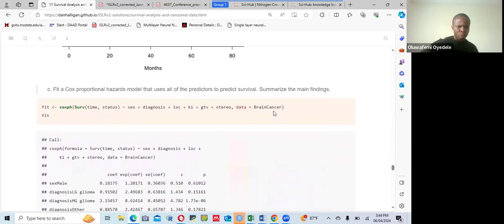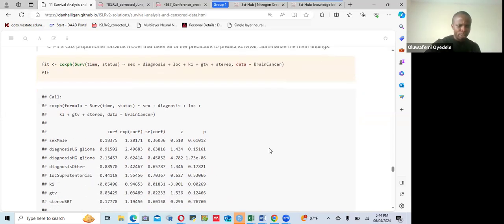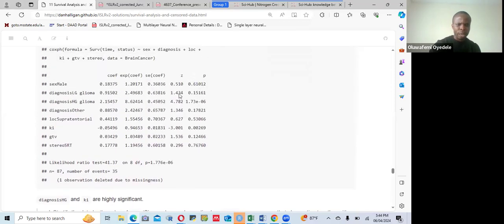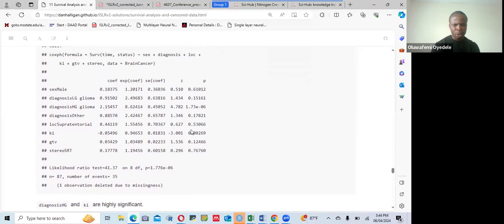Part C: they say fit a Cox proportional hazards model that uses all of the predictors to predict survival. We should summarize the main findings. Here we are fitting the model using the coxph function from the survival package. They fit the model, using all the predictors in BrainCancer. So they got the fit. Here we can see that diagnosis HG and KI are highly significant, because we can see their p-values.